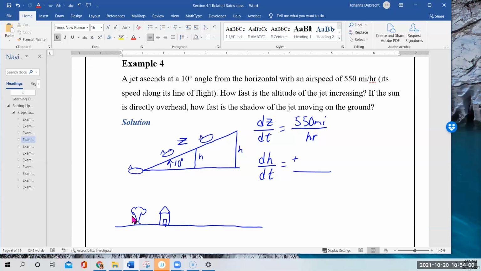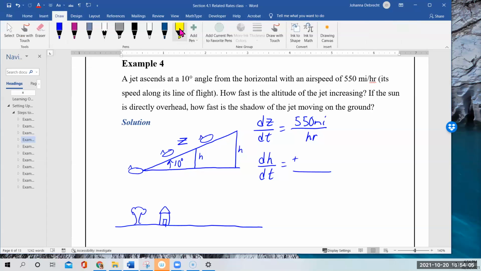If the sun is directly overhead, unfortunately, I don't have much room left in my picture, so I'm going to have to put the sun up here sort of in the words. So the sun is directly above my airplane, casting a shadow of the jet on the ground. How fast is the shadow of the jet moving on the ground? Well, the shadow of my jet is going to be down here on the ground. And I want to know how fast the shadow is moving as it moves across this way as the airplane flies up at a 10-degree angle.